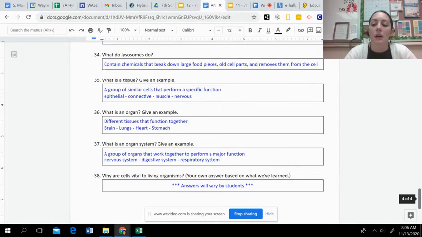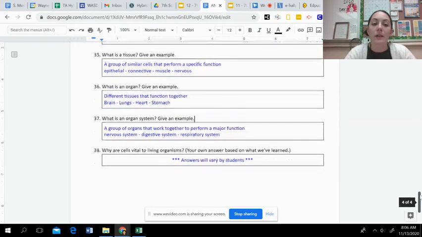Then when we get into the final areas, remember a tissue is when similar cells combine to form that tissue. An organ is when different types of tissue combine and create that organ. And then an organ system is where you have a group of organs that perform a major function. So like our breathing, respiratory system, our digestive system, things like that.